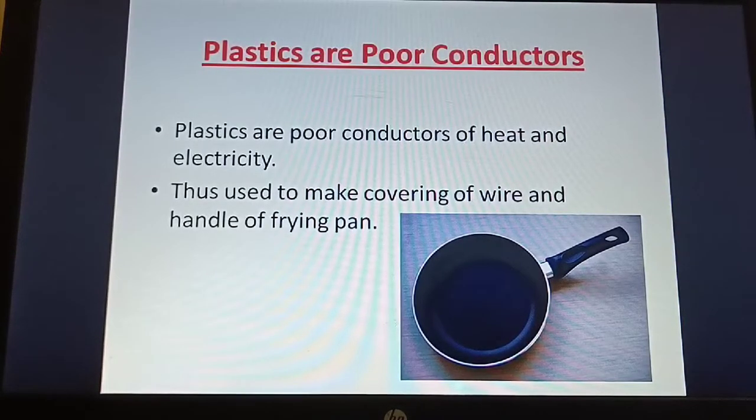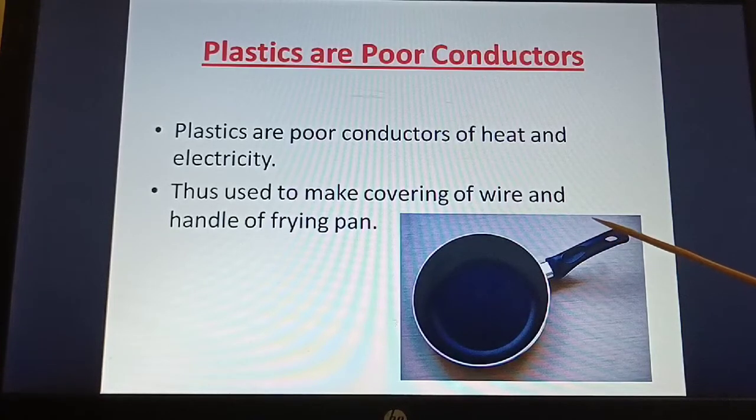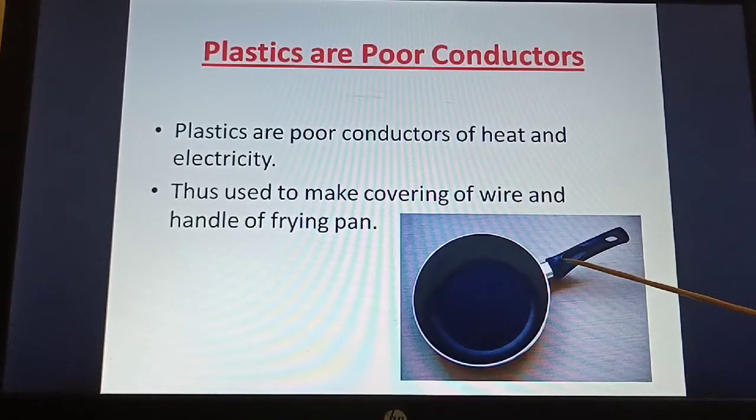Next, plastics are poor conductors. As I said, these are poor conductors of heat and electricity, where the electricity cannot pass, or the heat cannot pass through the plastic. Thus, it is used to make the covering of wires. If you see the wires, they are covered with plastic, isn't it? Because plastics are poor conductors of electricity and heat, it is used to cover the wire, and also plastic is used for the handle of a frying pan. So this is plastics.